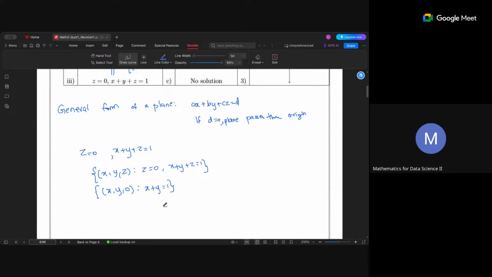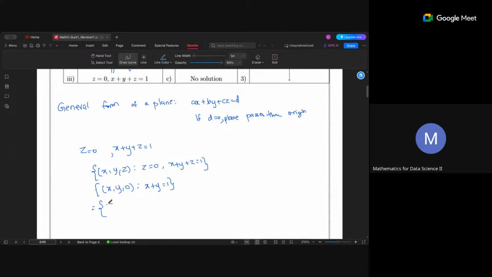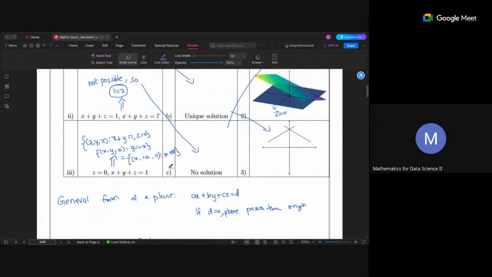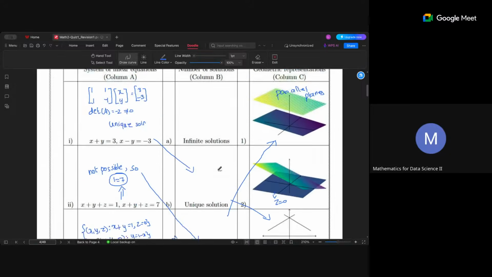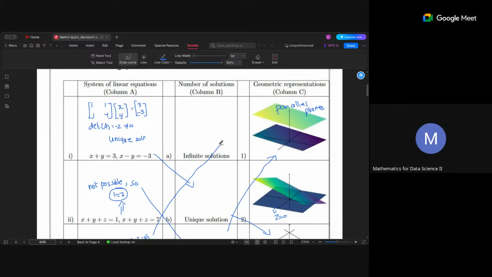Okay, now I'm going to further rewrite this. Here I can rewrite it as x, 1 minus x, 0, because y is equal to 1 minus x. So now this is the solution for this system. Whatever x you put, the resulting vectors are solutions for this system of linear equations. And hence you see that you have infinitely many solutions in this case.